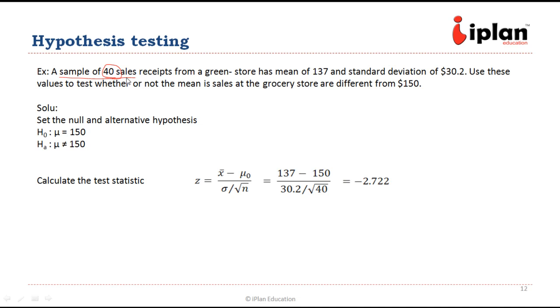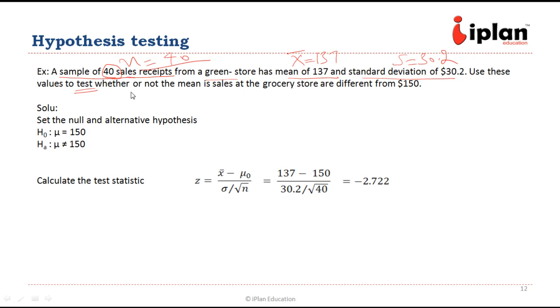We have taken a sample of 40 sales receipts from a green store. So the number of elements in the sample is 40. The sample mean is 137 and the sample standard deviation is 30.2.